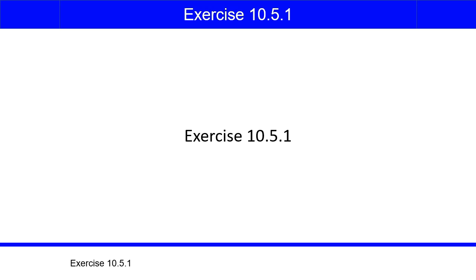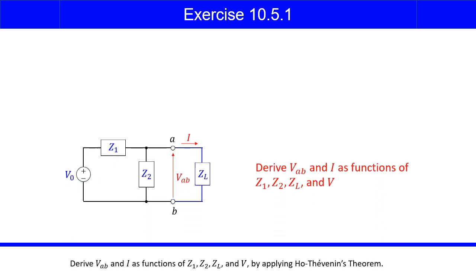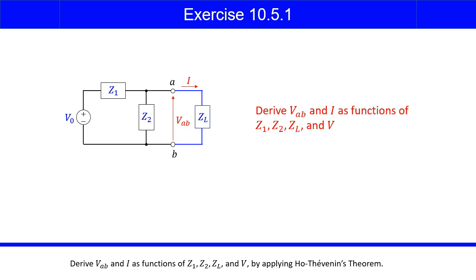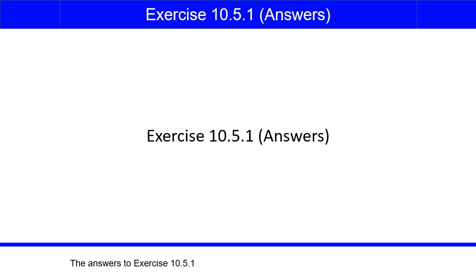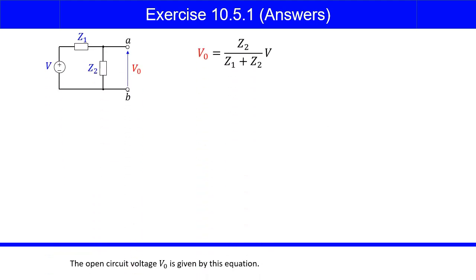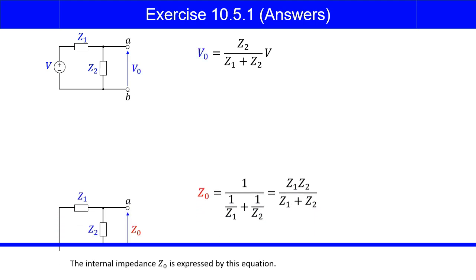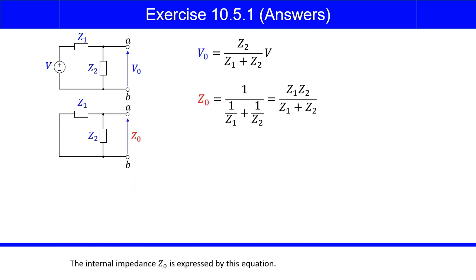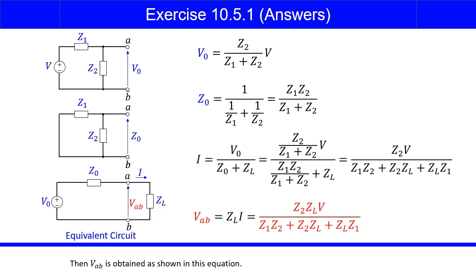Exercise 10.5.1. Derive VAB and I as functions of Z1, Z2, ZL and V, by applying Ho-Thevenin's theorem. The answers to exercise 10.5.1. The open circuit voltage V0 is given by this equation. The internal impedance Z0 is expressed by this equation. Then VAB is obtained as shown in this equation.